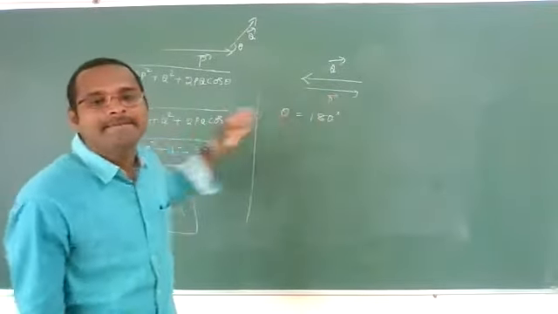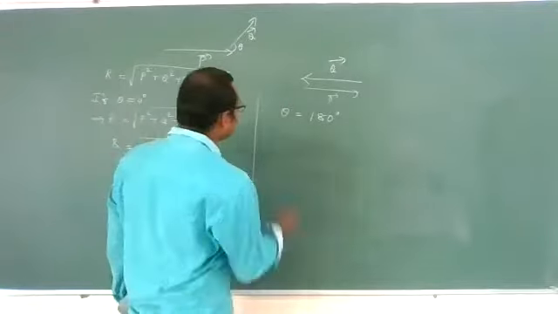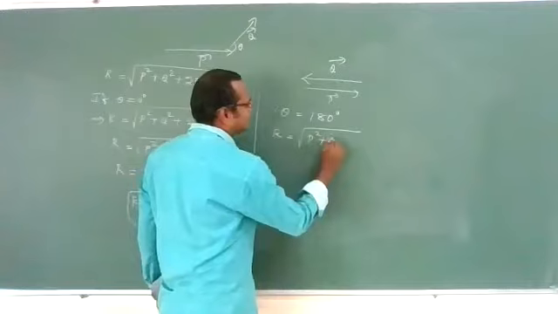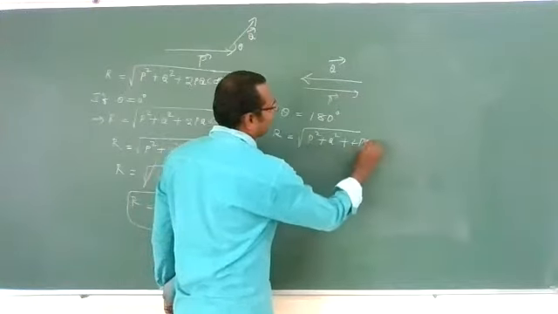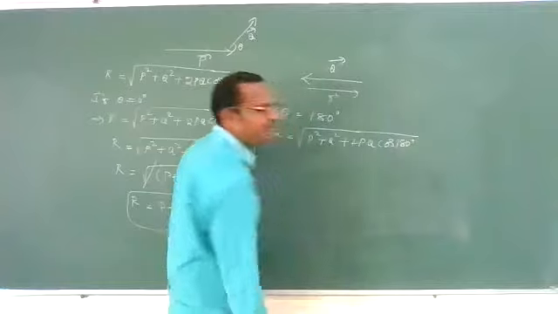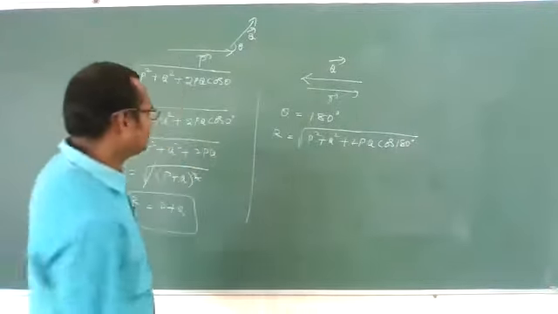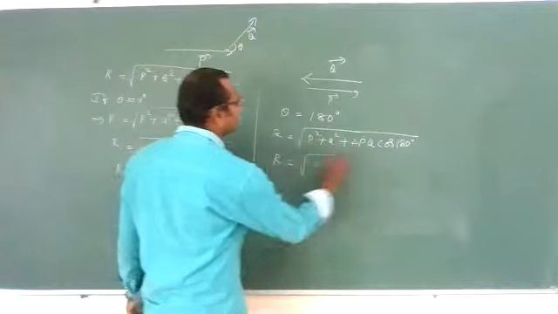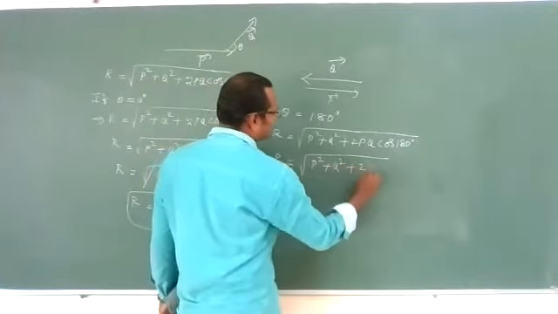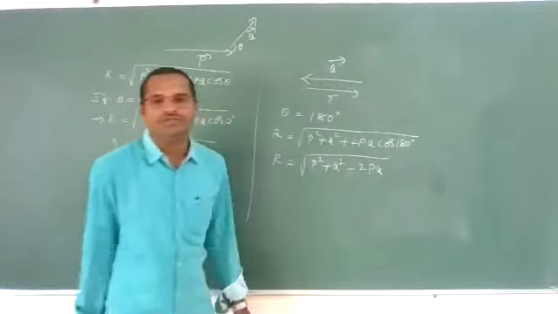These are anti-parallel vectors, as opposed to parallel vectors. The angle will be 180 degrees. So your resultant will become root of p square plus q square plus 2pq cos 180 degrees. The p and q values are not changing, just the angle is changing. Cos 180 is minus 1, so it becomes minus 2pq.